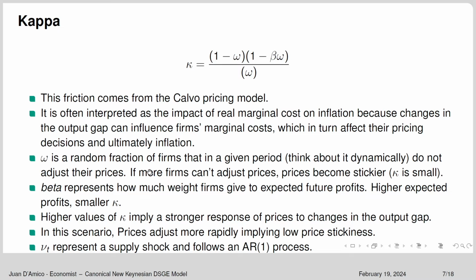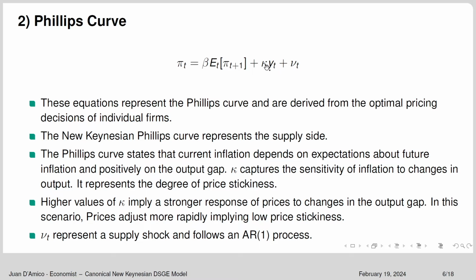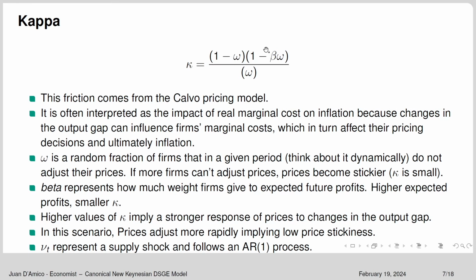So if more firms cannot adjust their prices, prices become stickier. The value of kappa is going to be small. Let me go back to the previous slide. And this value is going to become small. If this value becomes small, it means that the current inflation will probably be mainly explained by whatever we are thinking about inflation in the future. But since kappa is very small, then the impact of the output gap is not going to be big on prices.